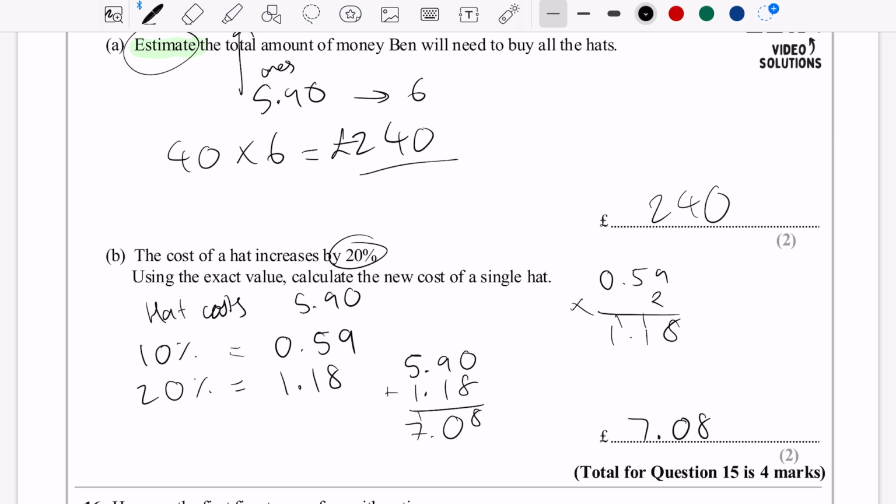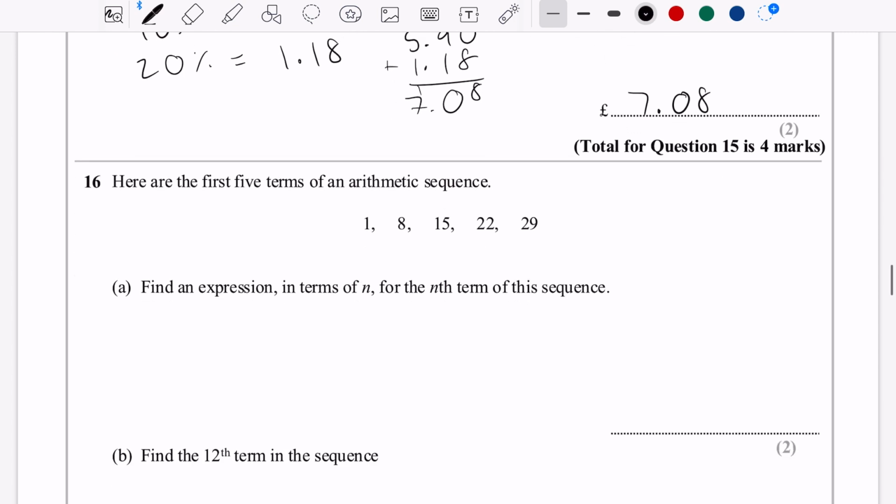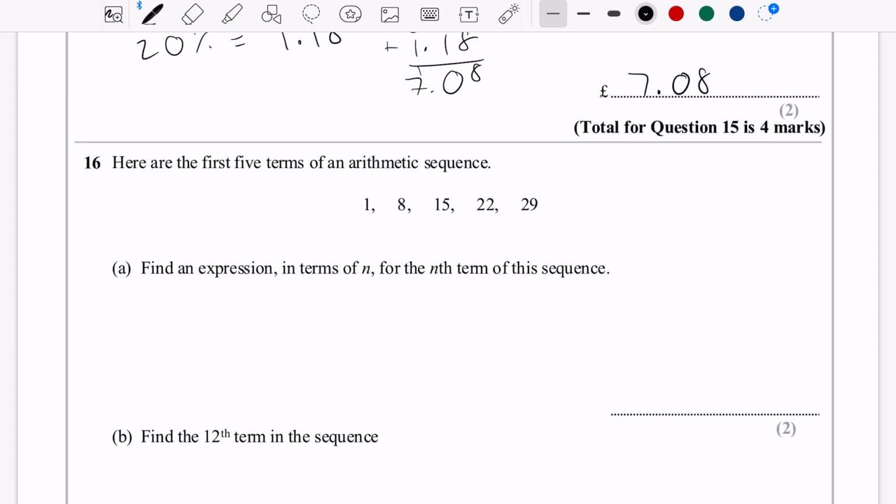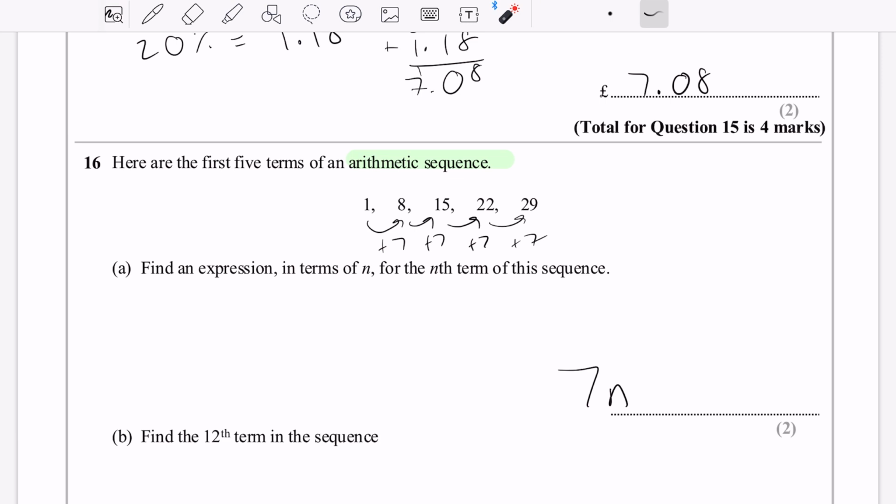Alright, that's it. Moving on. We have a sequence. Okay, arithmetic means it goes up by the same amount. So it's going up by 7. You can always check all the numbers just to make sure. So the first bit is it's going to be 7n. That's what that tells us. And then we're doing the leftovers. So if we had 7 times 1, how many does it take to get back to 1 here? So 7 take away 6 is 1, so it's going to be subtract 6.